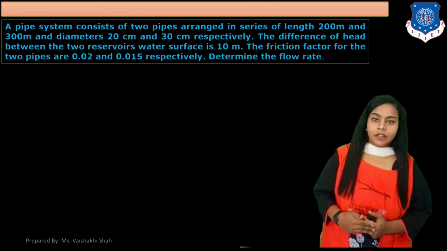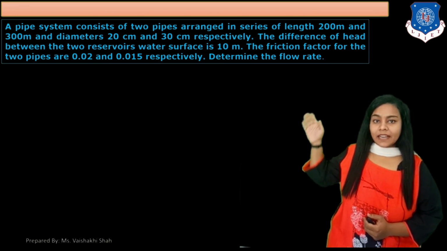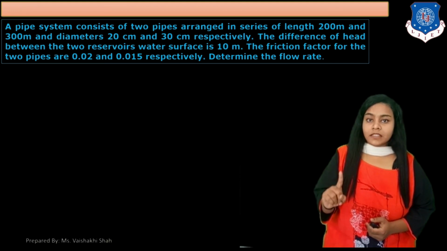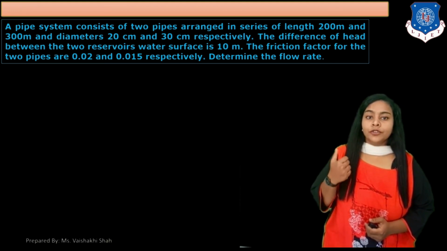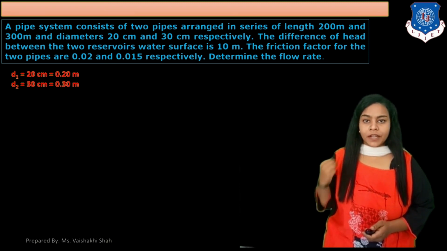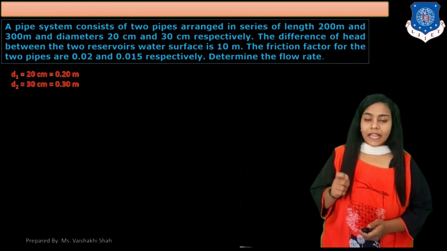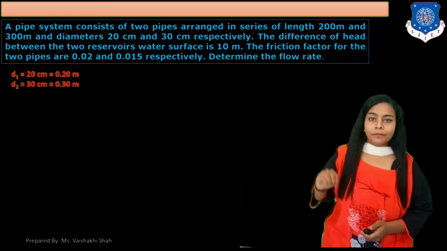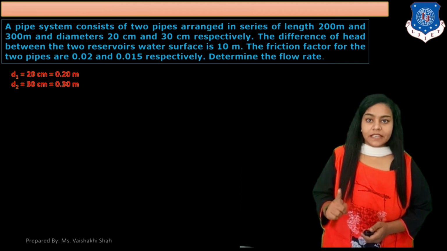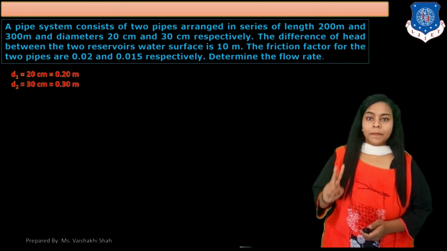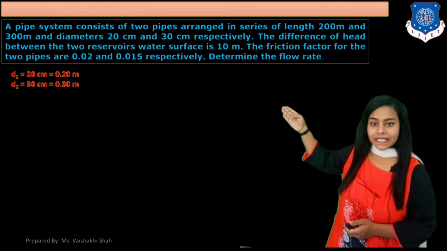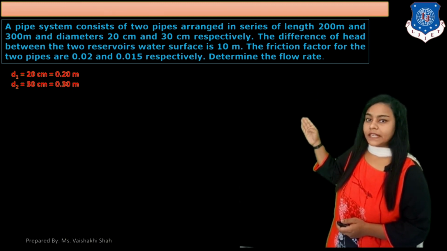So first of all, according to the data given, there are mainly two pipes. First pipe of length 200 meter and second pipe of length 300 meter. Again, in this data, the diameter of the first pipe is 20 centimeter and the diameter of the second pipe is 30 centimeter. So D1 equals 20 centimeter and D2 equals 30 centimeter.